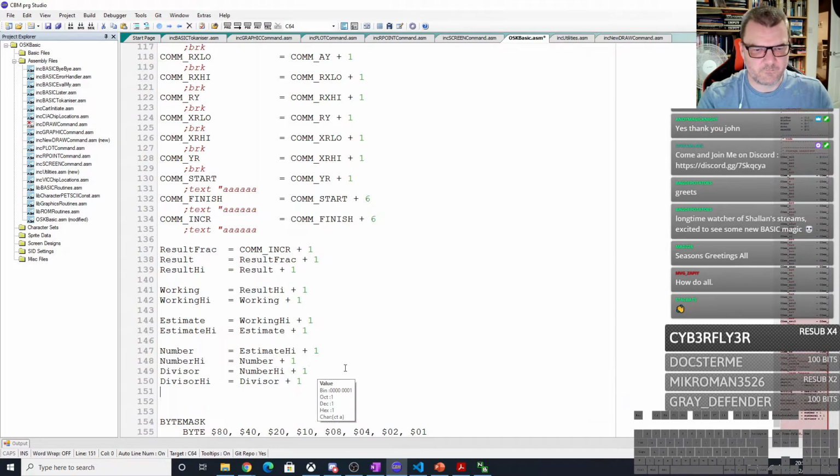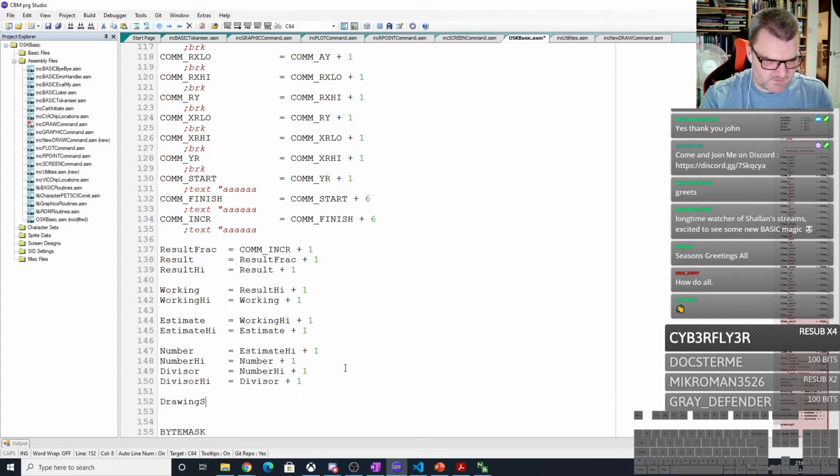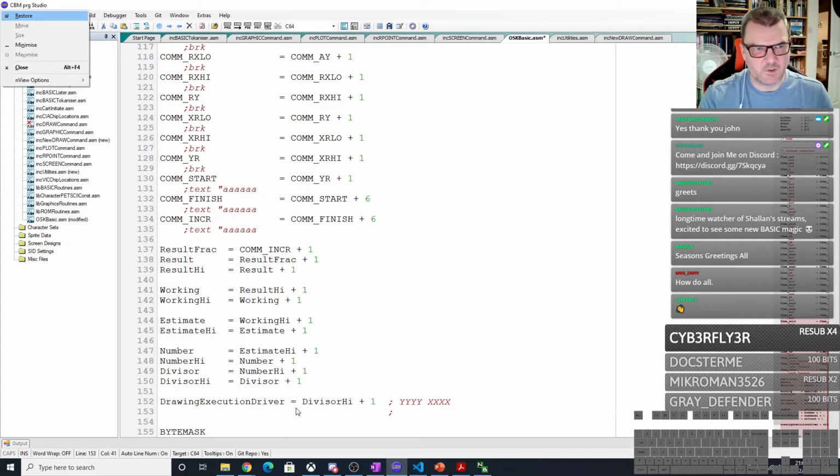We'll use it here. So this would be the drawing status. No. Execution driver. So basically that's going to have the high 4 nibble will be for the Y and the low 4 nibble will be for the X. So let's see if we can work this out.